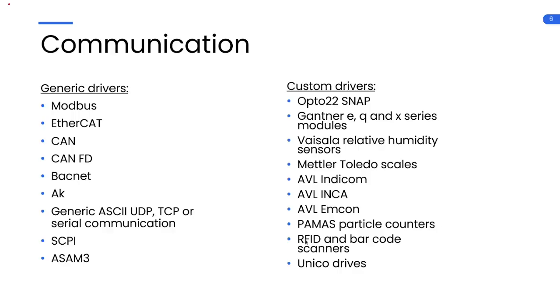PAMAS particle counters, RFID and barcode scanners, and Unidrive drives. I listed Unidrive drives because we do have special programs that can set and get archive parameter values on those drives. But as far as actually streaming data, in general, we're going to use either EtherCAT or Modbus for that.